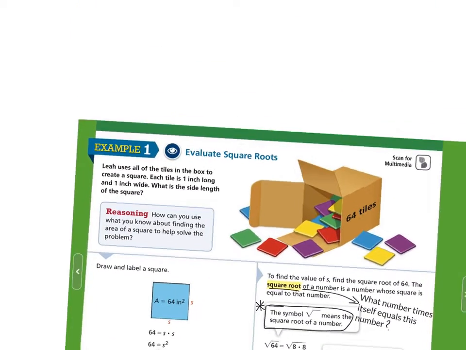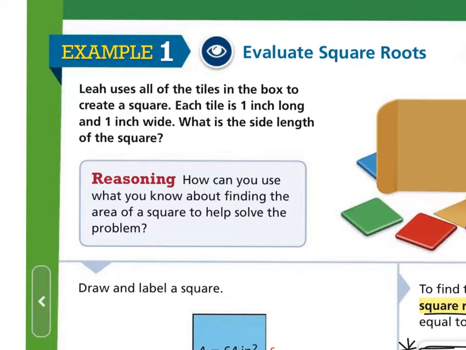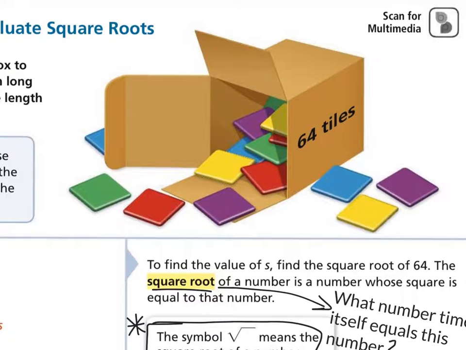So example 1, Leah uses all the tiles in the box to create a square. Each tile is 1 inch long and 1 inch wide. What is the side length of the square? So you can see from the box here we've got 64 tiles.